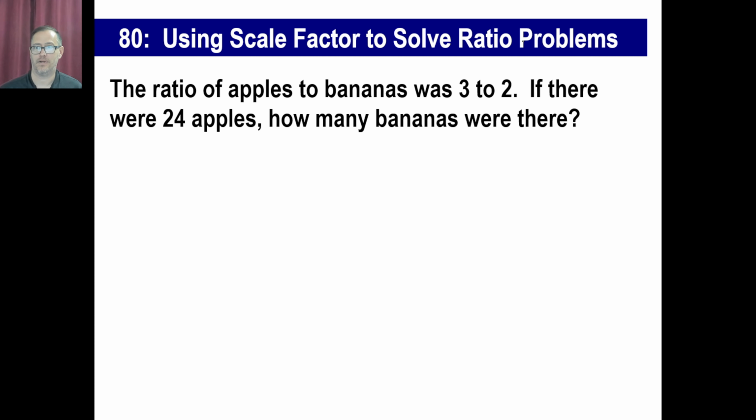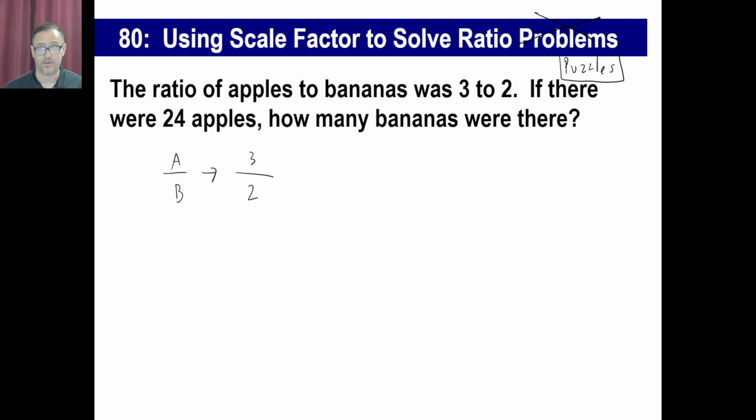Ratio puzzles. Okay, that sounds a little more friendly. Let's think about this together. The ratio of apples to bananas was 3 to 2. In other words, for every 2 bananas, there were 3 apples.